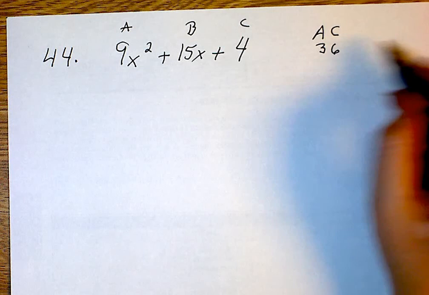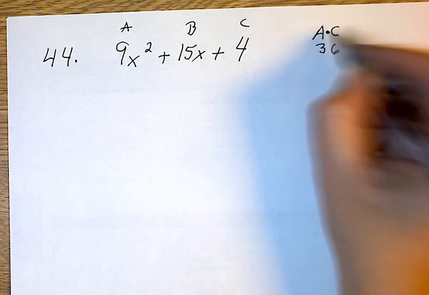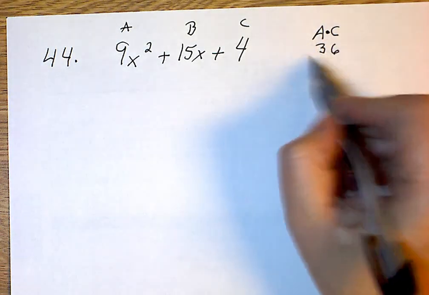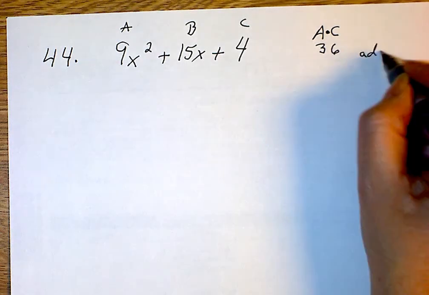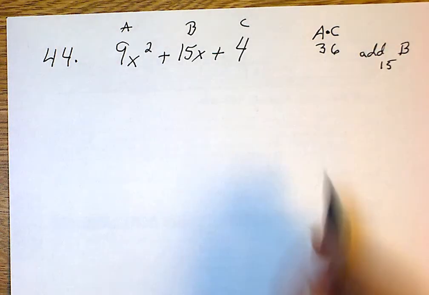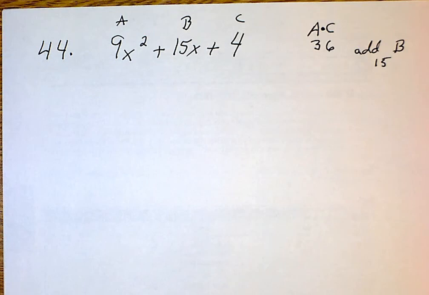Two numbers. Yep, so two numbers that multiply together to give me 36 and add up to B, which is 15. So that's what you're looking for. If you found them already, that's good. If not, that's what you're looking for. I'm going to give you a second to see if you can find those two numbers.